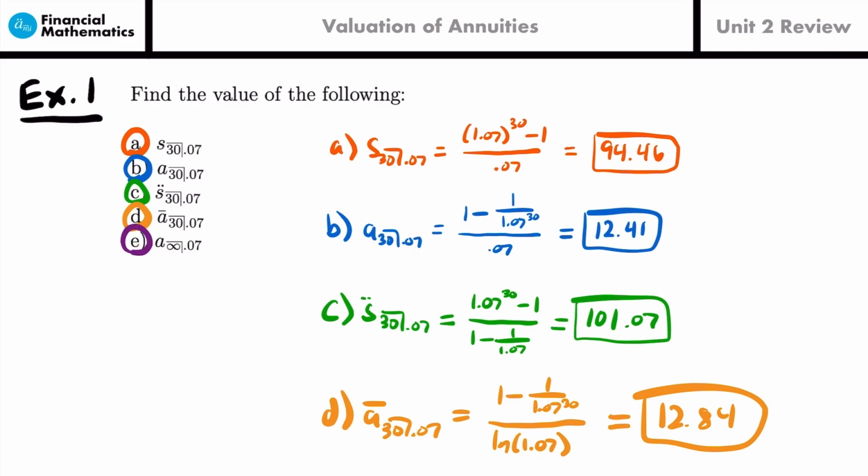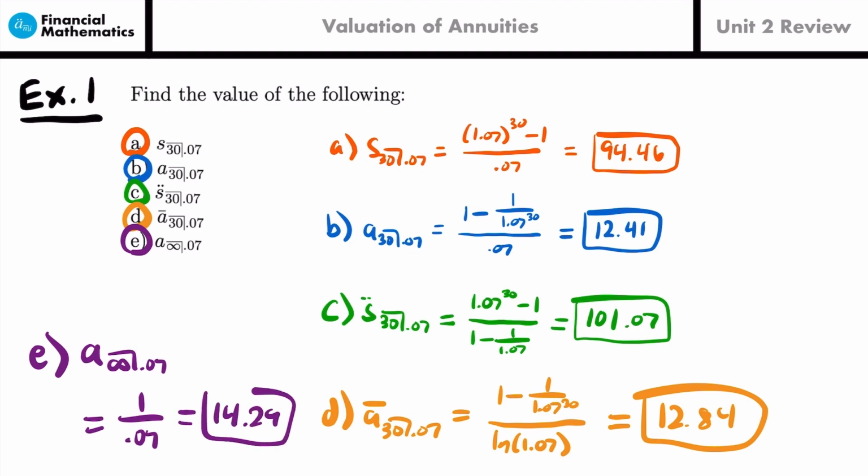We want to value this perpetuity with payments of $1 forever using an interest rate of 0.07. This is probably the easiest one to calculate. For part E, we're calculating the present value of a perpetuity, which is just going to be equal to 1 divided by the interest rate, so 1 divided by 0.07, which is equal to 14.29. That is the present value of that perpetuity. Okay, and so that's it for this example. Hopefully this served as a nice little review on what these formulas are equal to and how to use them.